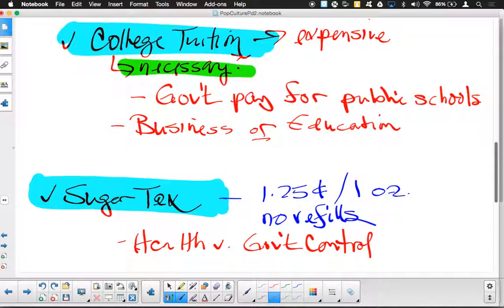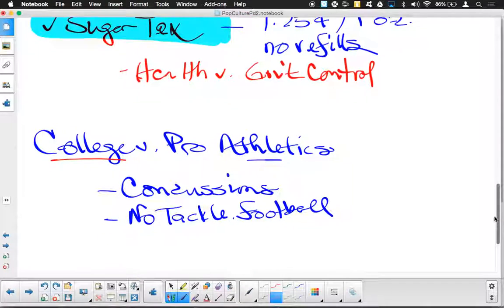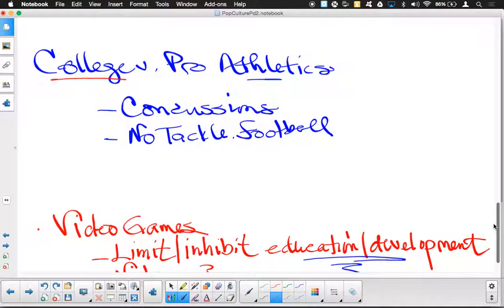What else are we thinking here? Anything about athletics, college, pro, even through in high school? Right. Should college students be paid more?